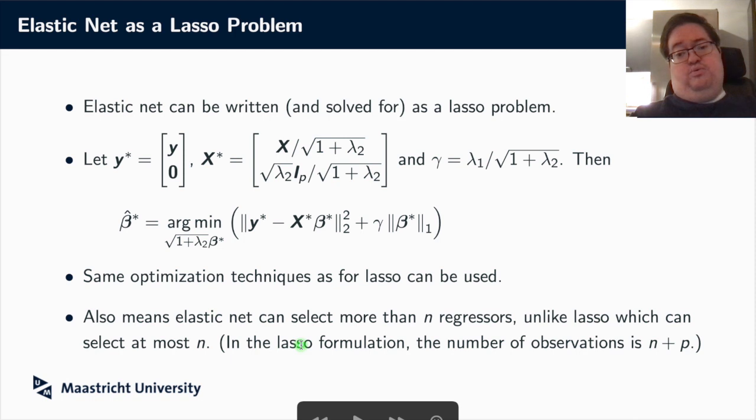But the ridge, of course, always selects all p regressors, so the ridge by construction always does more. Now the elastic net can also select more than n regressors, which you can see from this formulation, because in this artificial data set we have n plus p observations, which means it could theoretically select up to n plus p variables. Of course, we only have p regressors, and p is smaller than n plus p. So it can select up to all p regressors, unlike the Lasso.